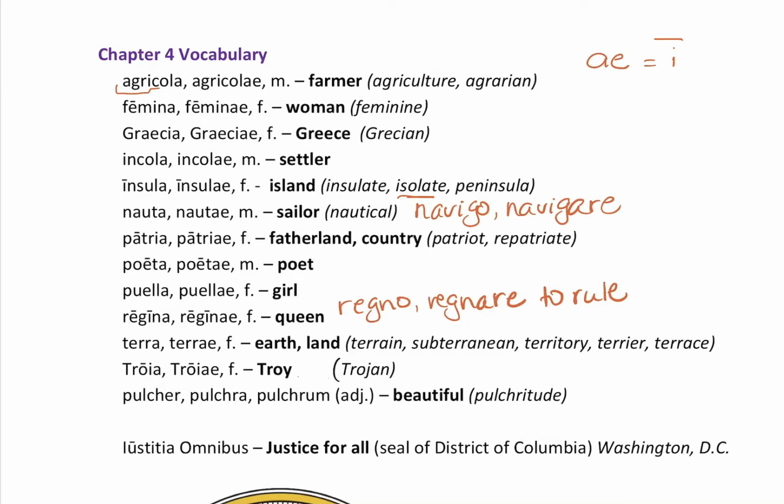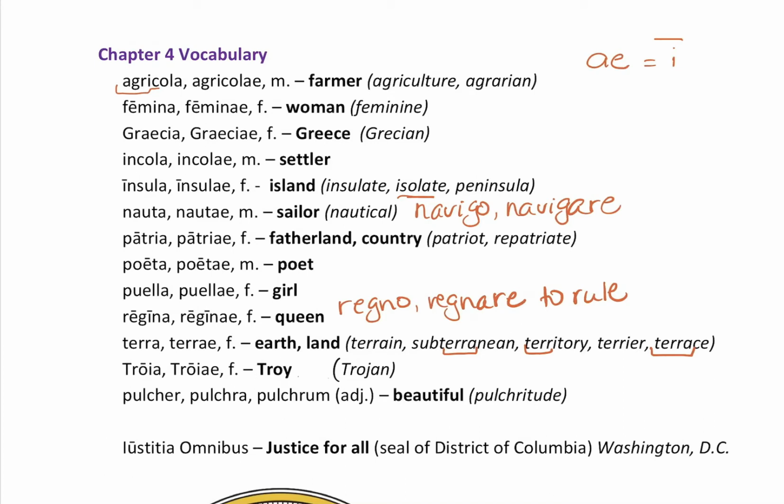Terra, terrae, it's feminine as well, and it means earth or land. We get a lot of derivatives from it. Terrain, subterranean, you can see terra right in there. Territory, so these TERRs, terrier, like the dog, terrace. Any of those words. Extraterrestrial, outside of Earth. That's literally what an extraterrestrial means.